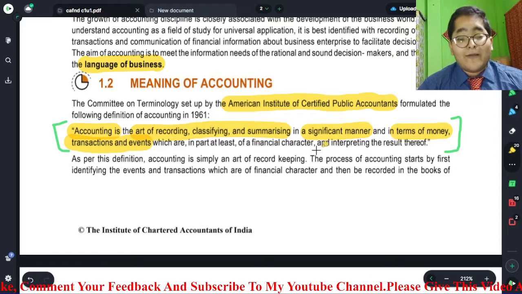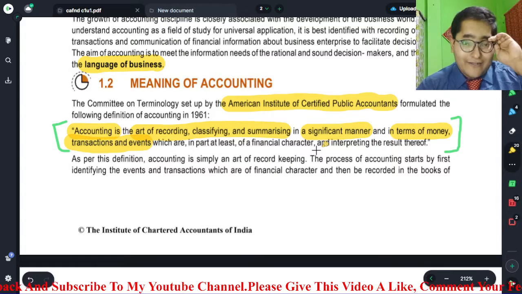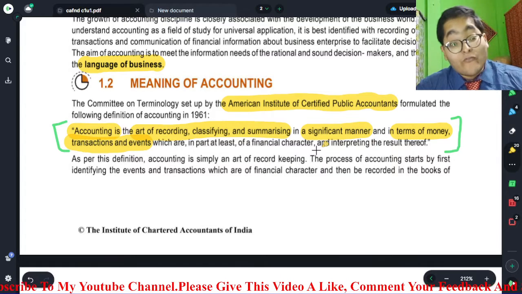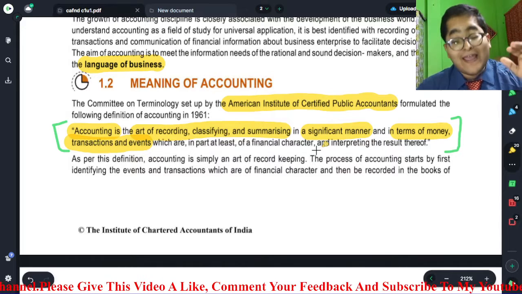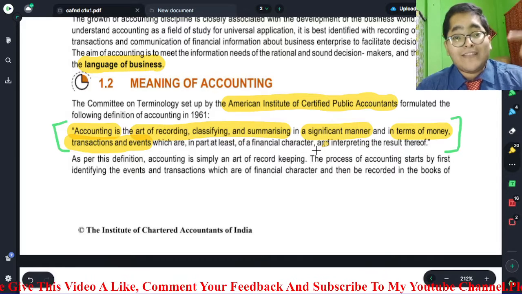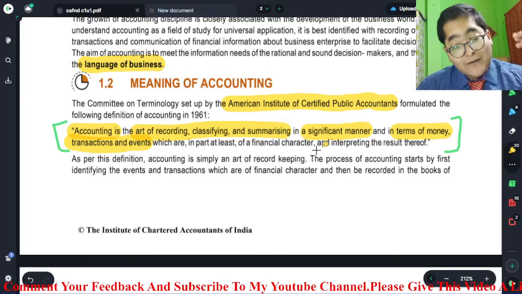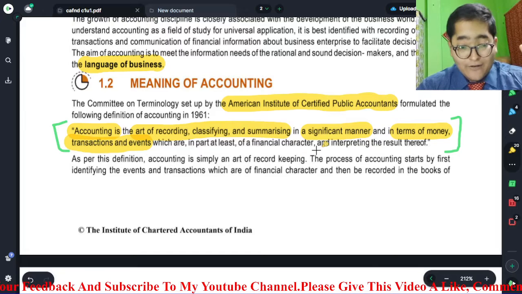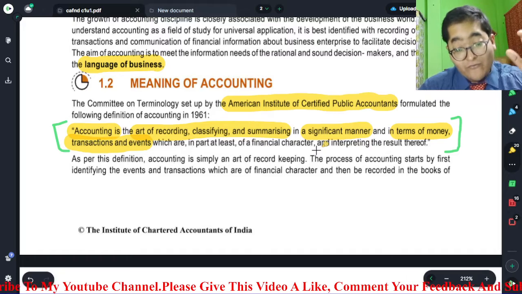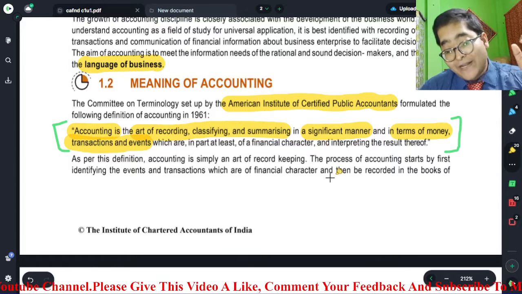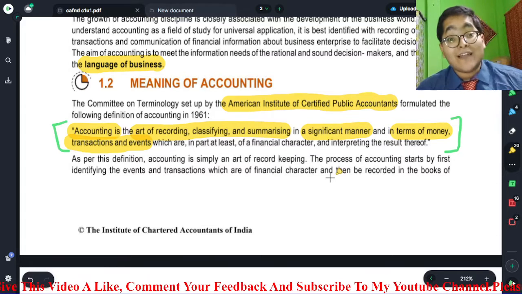The definition formed by the American Institute of Certified Public Accountants says that accounting is an art. Accounting is an art of recording, classifying, and summarizing in a significant manner and in terms of money the transactions and events which are in part at least of financial character and interpreting the results thereof. So here we come to know that accounting is an art, right?